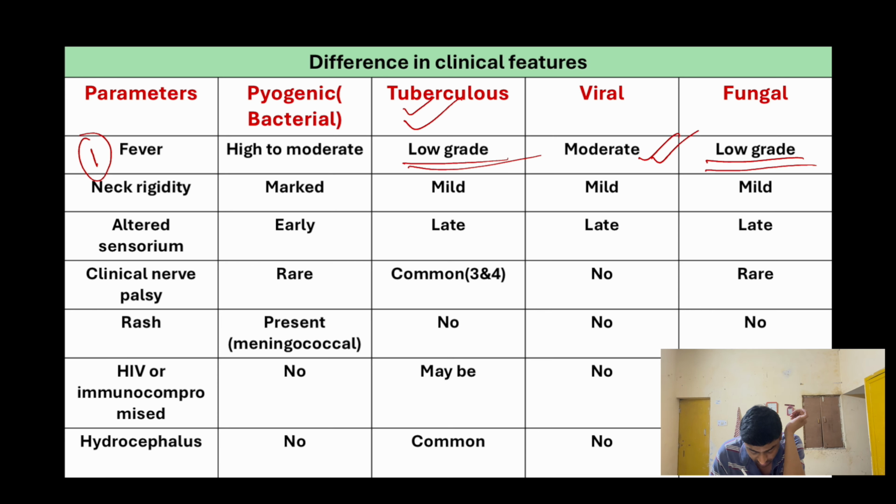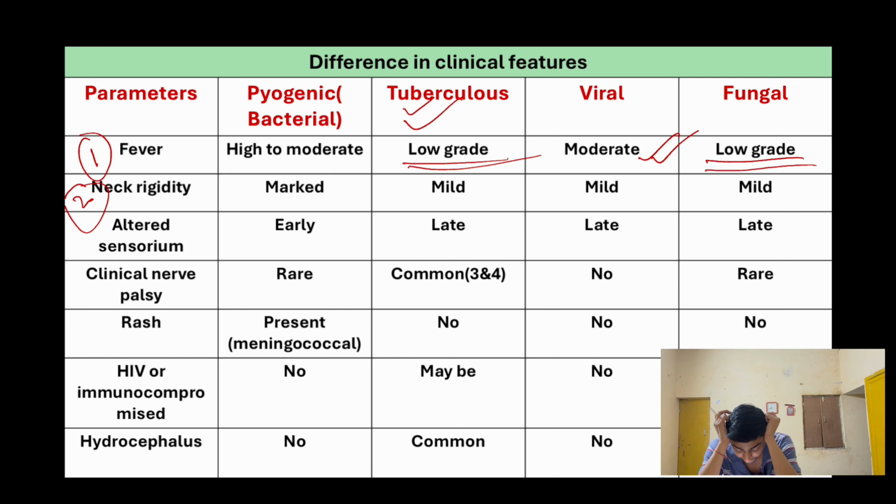Neck rigidity. The neck rigidity is marked in pyogenic meningitis and it is mild in other types of meningitis, for example tubercular, viral and fungal. So we have mild neck rigidity, but marked neck rigidity is present in pyogenic meningitis. The patient has altered sensorium. If the alteration in the sensorium is early, it is pyogenic meningitis, and it is late in tuberculous, viral and fungal.